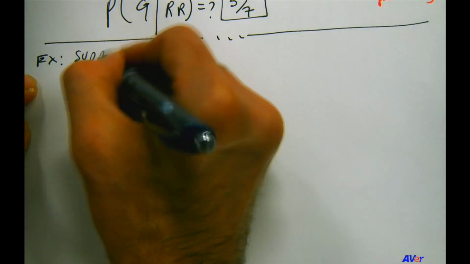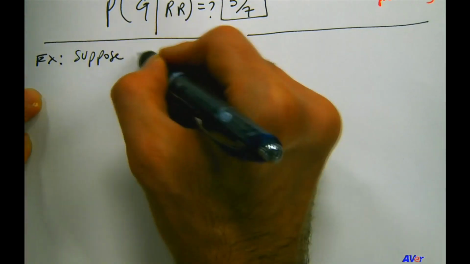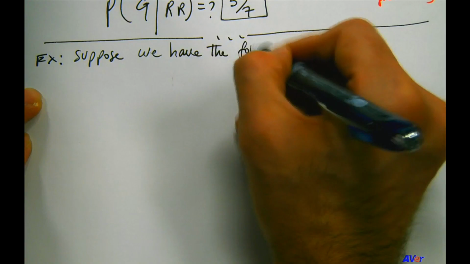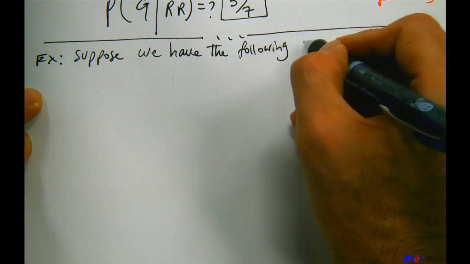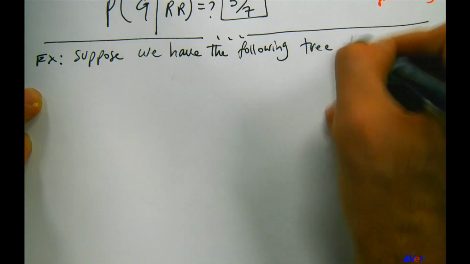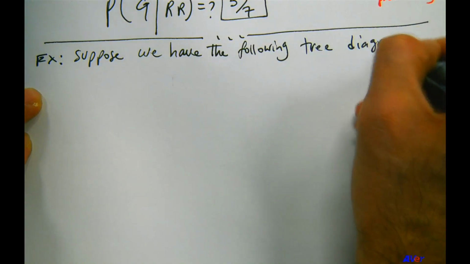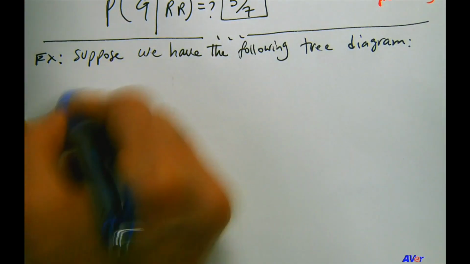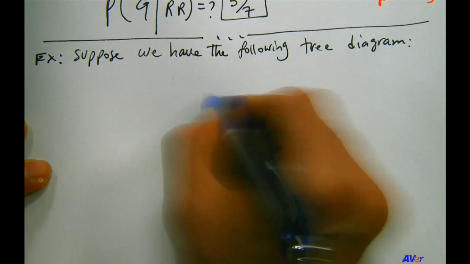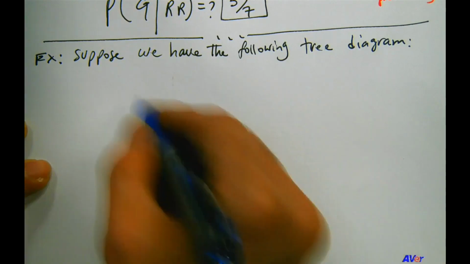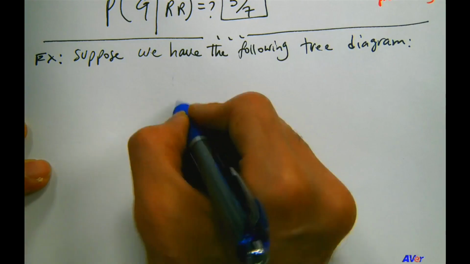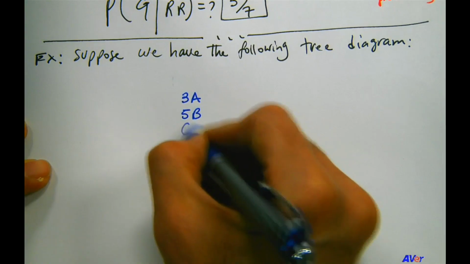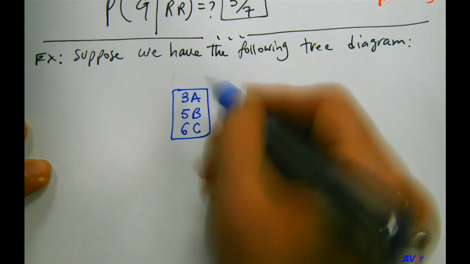So suppose we have the following tree diagram. This time the tree diagram is given to us. Suppose we have, let me see how I can fit this. I guess if I put it here, it'll fit nicely. 3 A's, 5 B's, and 6 C's, like that.